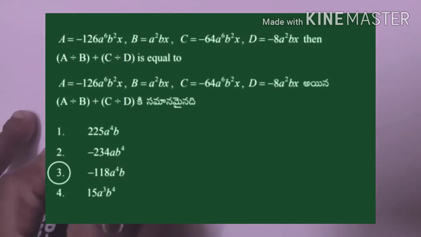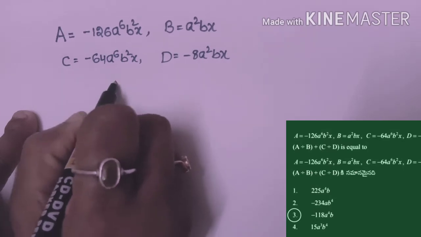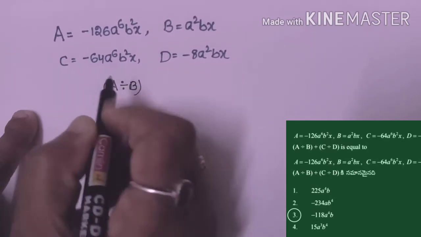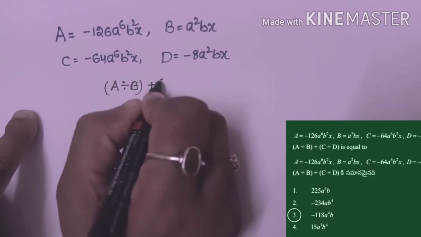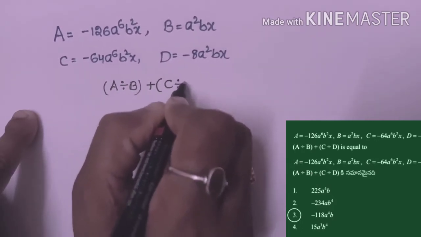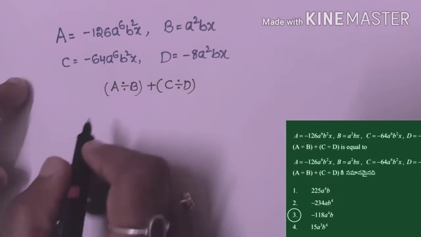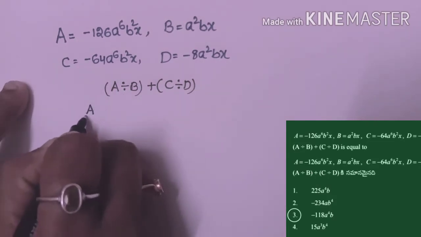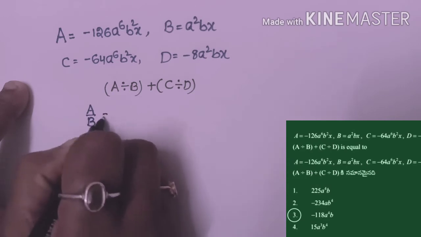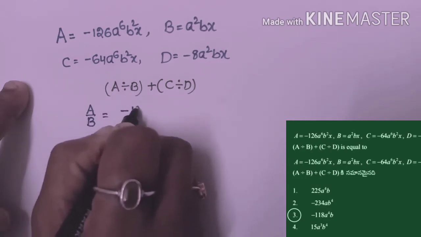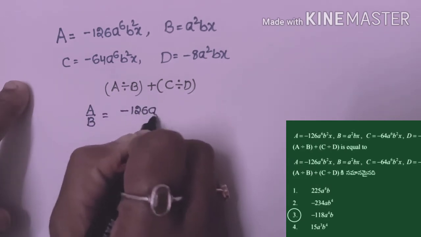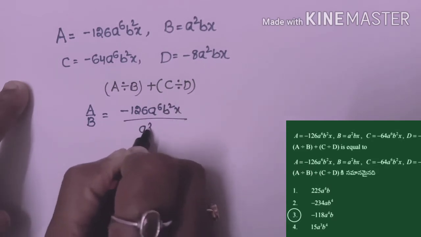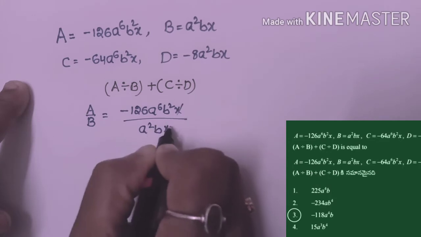So here the given question is we want to find the value of a divided by b plus c divided by d. We want to find this value. So first we find the value of a by b. A divided by b is nothing but a by b. So a by b is equal to the a value, minus 126 a power 6 b square x, by the b value, a square bx. Now here x is cancelled.